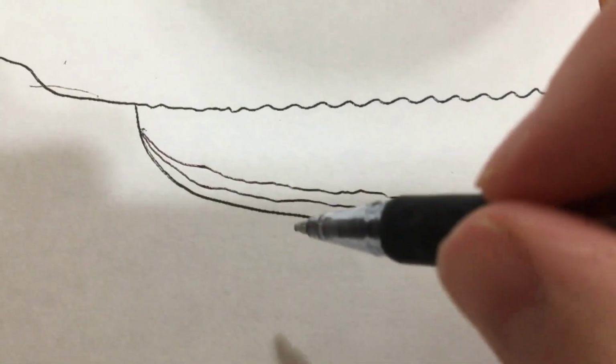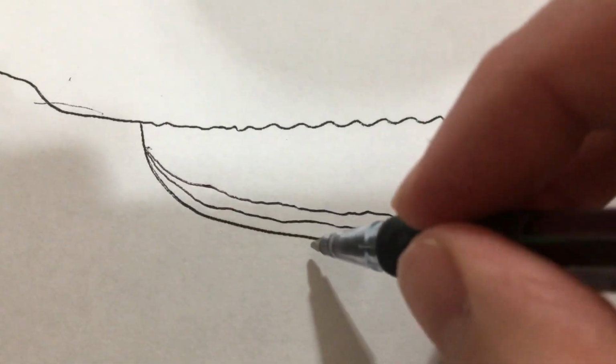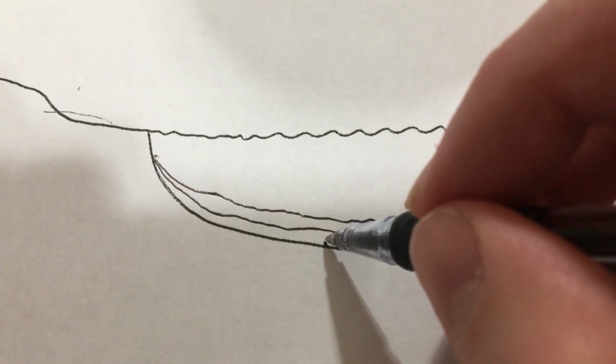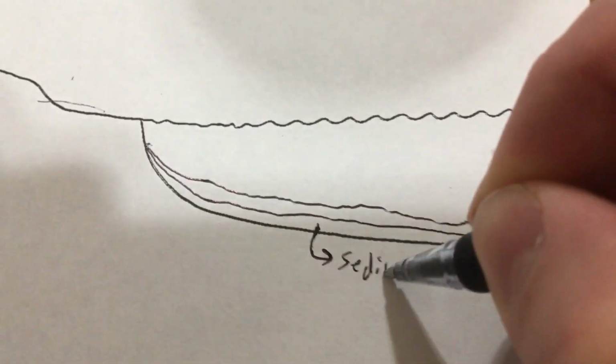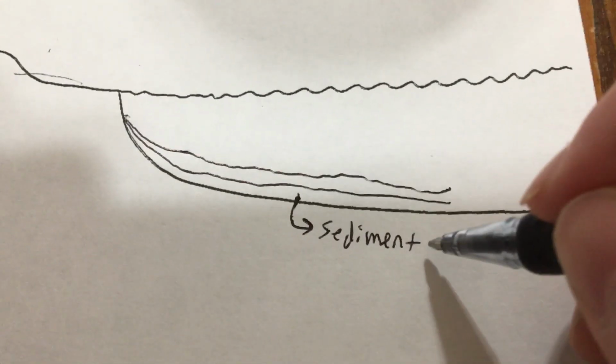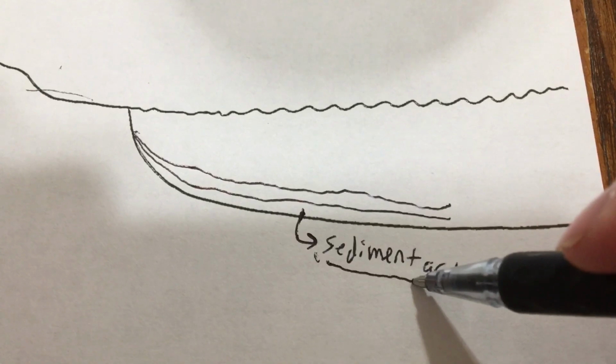And eventually, when there's enough pressure down here, it will, it's a fancy word, lithify the rock. It'll turn it into sedimentary rock. Lo and behold, sedimentary rock is made out of sediment.